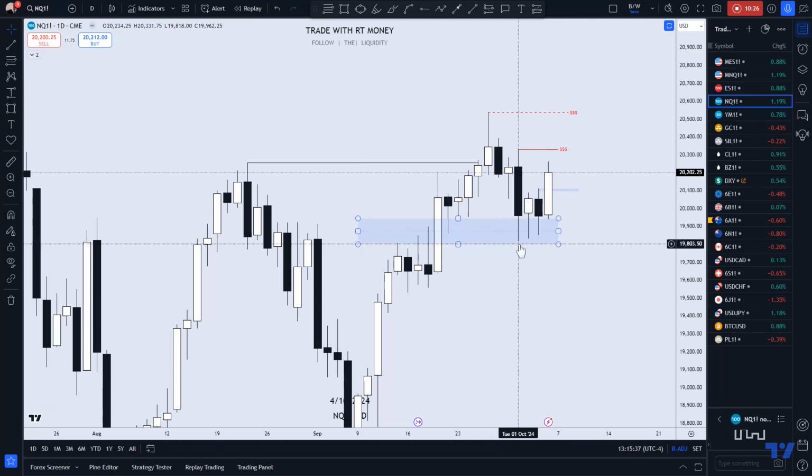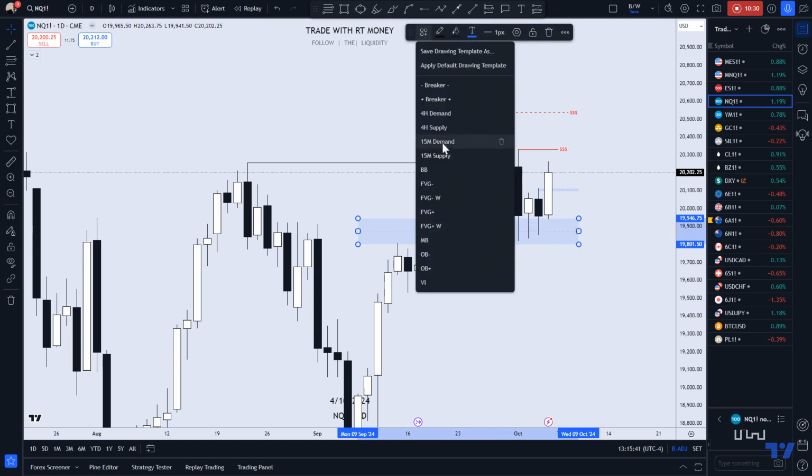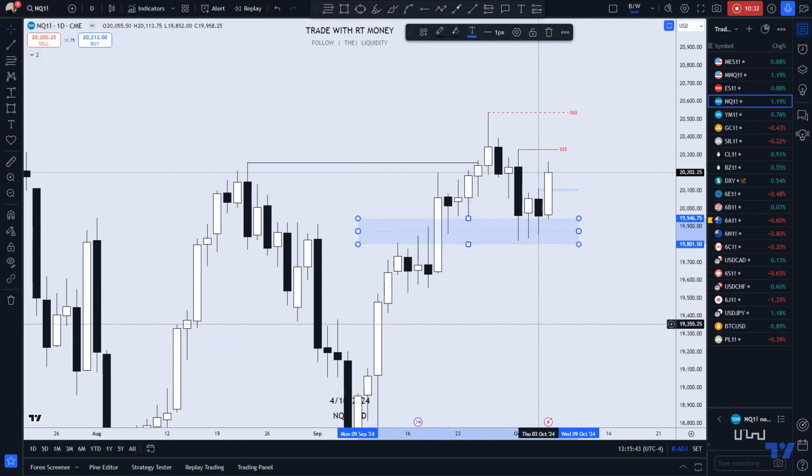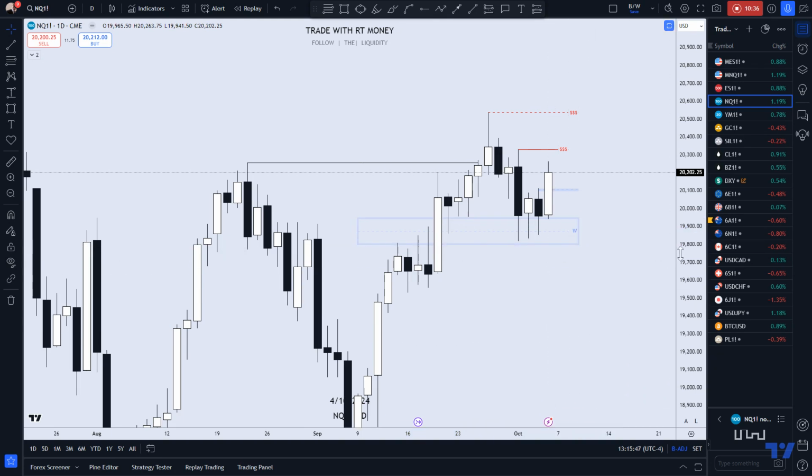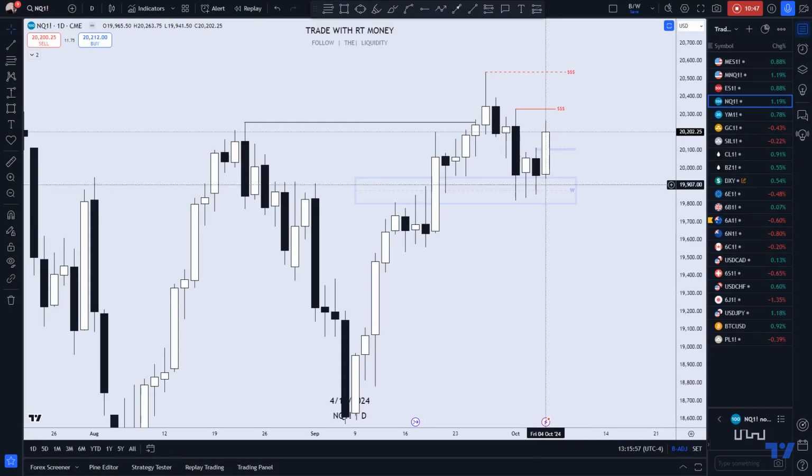If price closes below the weekly fair value gap that I have marked here, if we get a low below 19,800, then I'll change my bias to bearish. You understand? And I'll start looking for sells. But up until that time, I'm looking for longs.